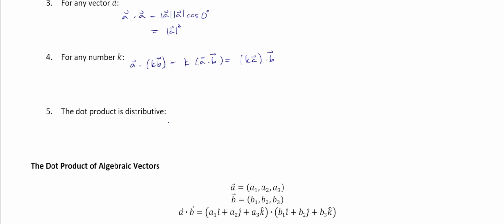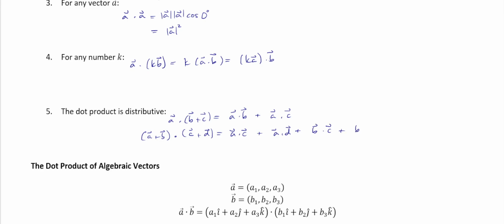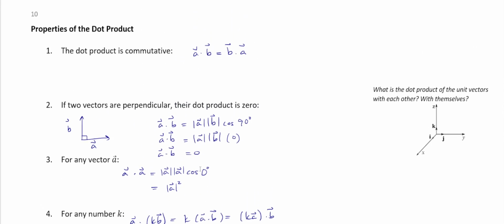What I mean by that is A dot (B plus C) we can distribute and say A dot B plus A dot C. And if I have (A plus B) dot (C plus D), then that's just distributed: A dot C plus A dot D plus B dot C plus B dot D. So that wraps up the properties of the dot product.